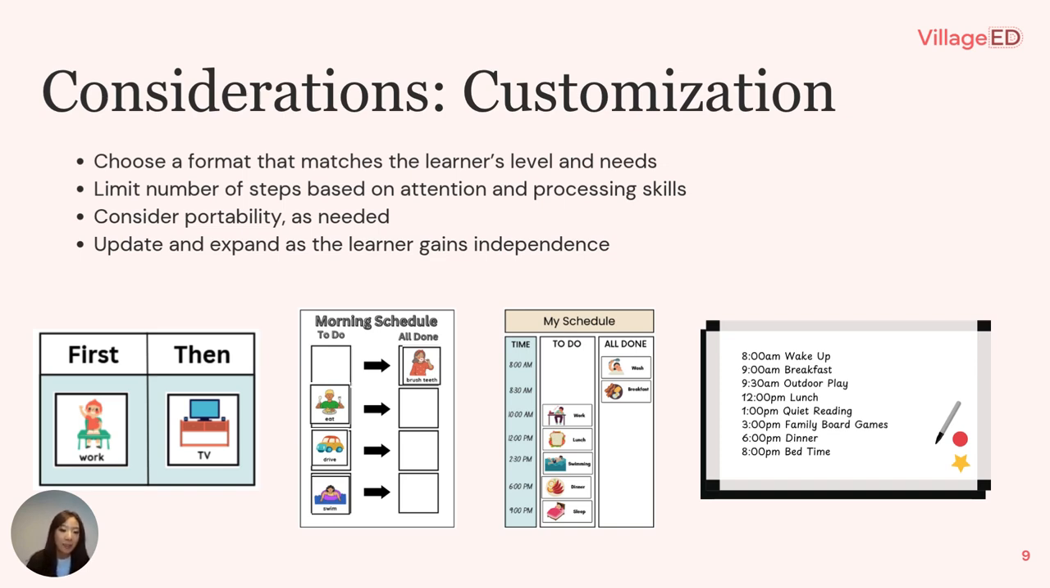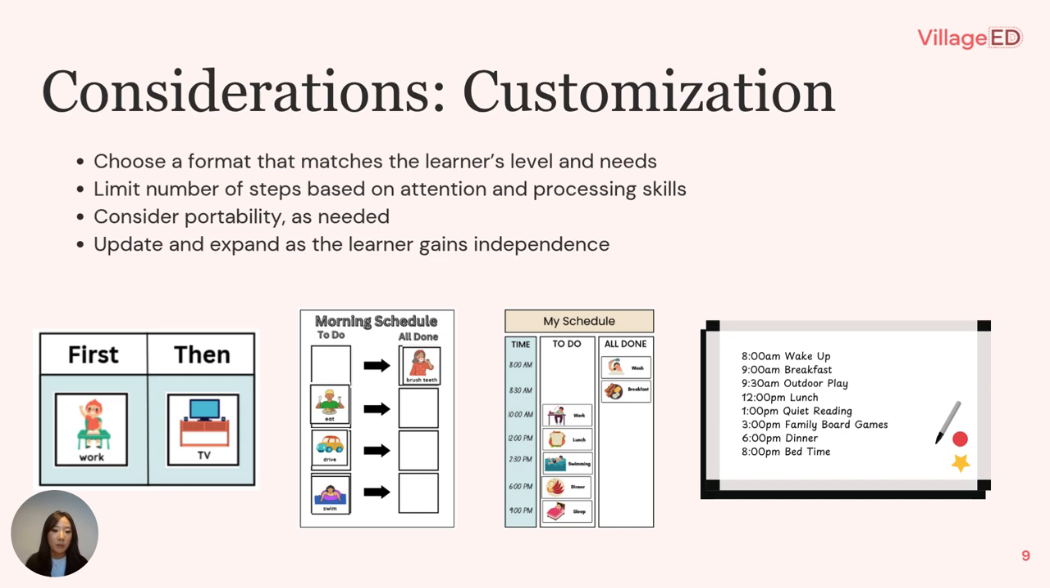So the first one that we see here is a first and then board. This is something that we use when we first introduce a visual schedule, and this is commonly used with our younger ones in preschool or kindergarten. It only has two activities. It shows you what to do first, and then what to expect afterwards, just the first and then. And as we go through each of the activities, you constantly change the icons.